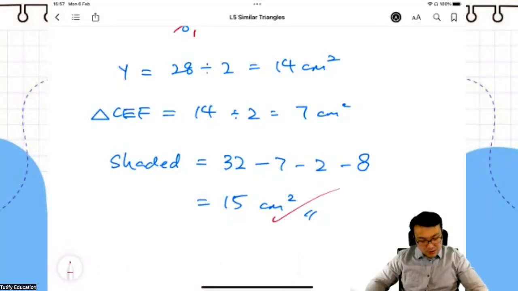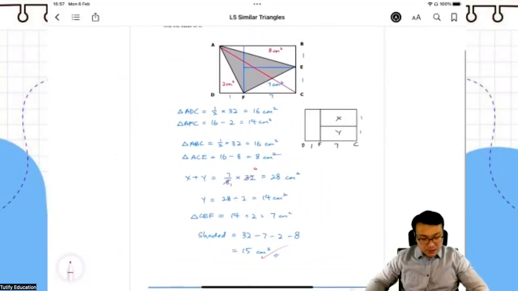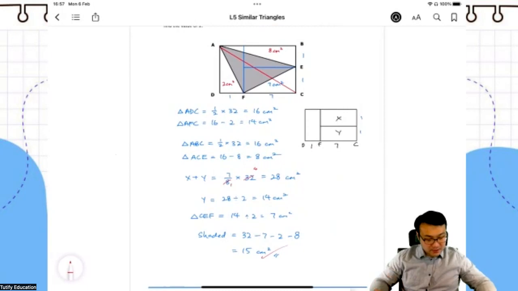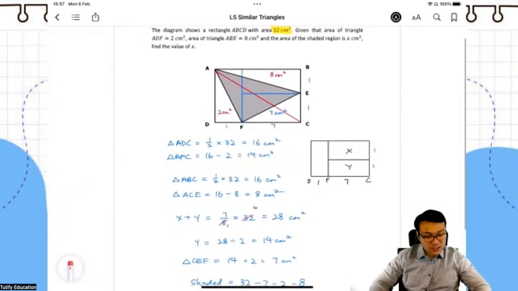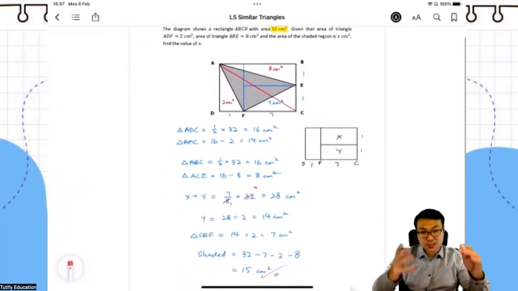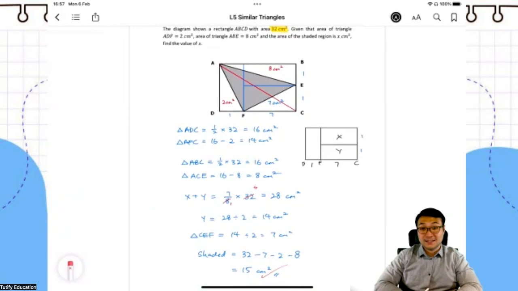There you go. Okay, students, so you already know that the entire rectangle is 32. They already gave you 2 cm and 8 cm, the white color triangle. We have found that the triangle CEF is 7. So you just need to minus all the unshaded parts. You get the shaded part, right?